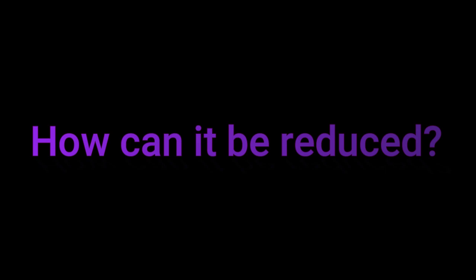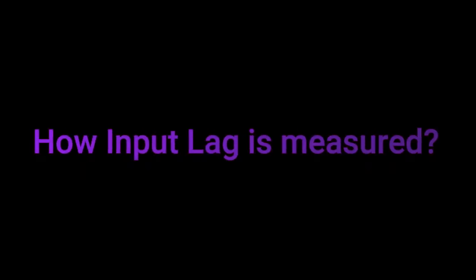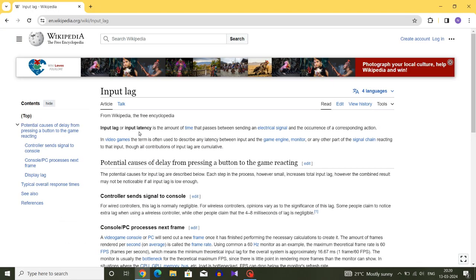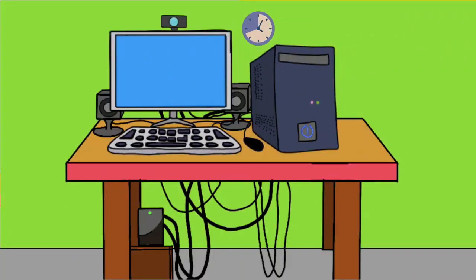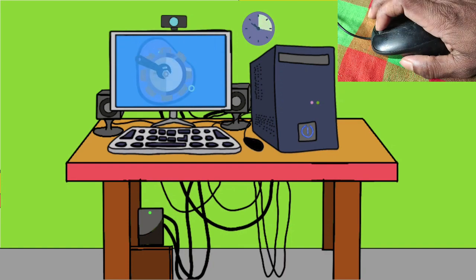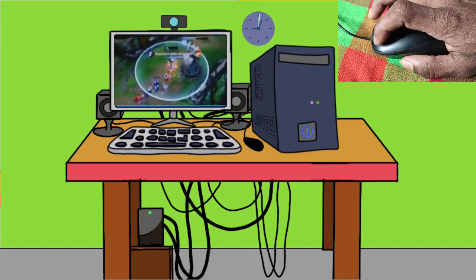Today, we will talk about what input lag is, why it happens, how it can be reduced, and even how it can be measured. If we look at Wikipedia, input lag or input latency is the amount of time that passes between sending an electrical signal and the occurrence of a corresponding action. Meaning, input lag is the time it takes for the computer to process your commands and convey them to the screen, speakers, or both. But the question is, why does this input lag occur?